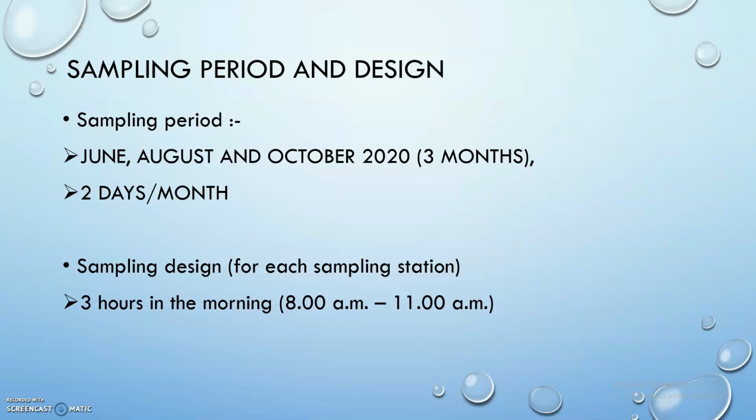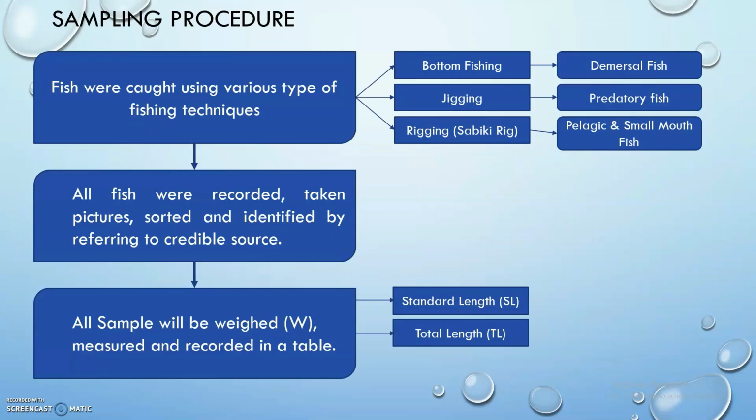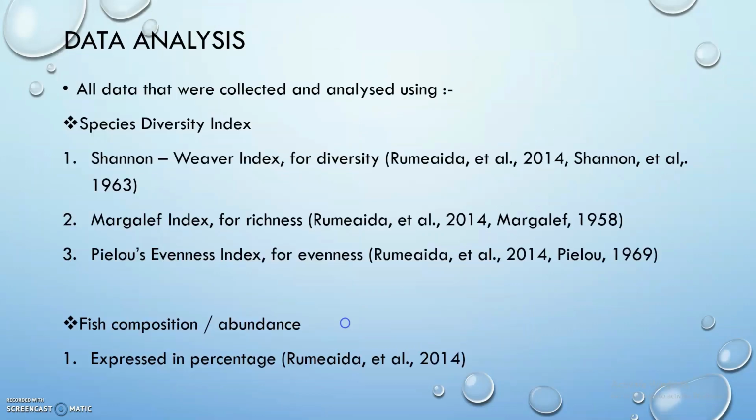For the sampling design, for each sampling station, I provided 3 hours in the morning, from 8 am to 11 am. For the sampling procedure, firstly, fish were caught using various types of fishing techniques, and then all fish were recorded, photographed, sorted and identified by referring to credible sources. Then, all samples were weighed, measured and recorded in a table.